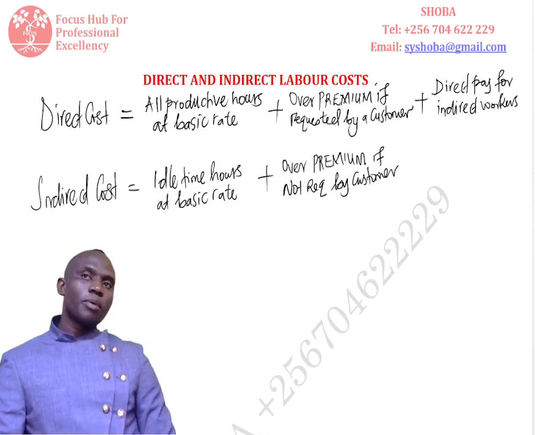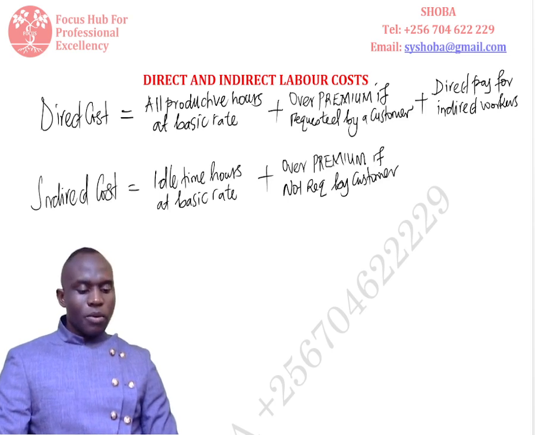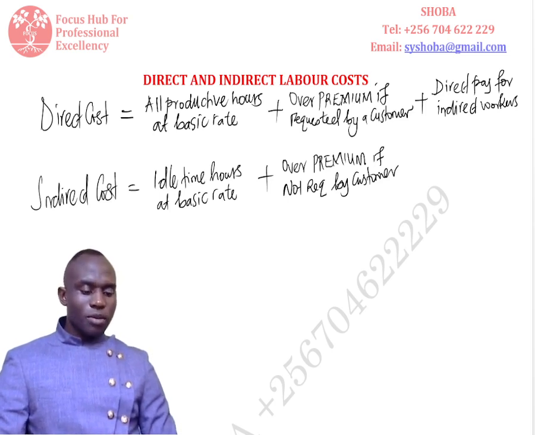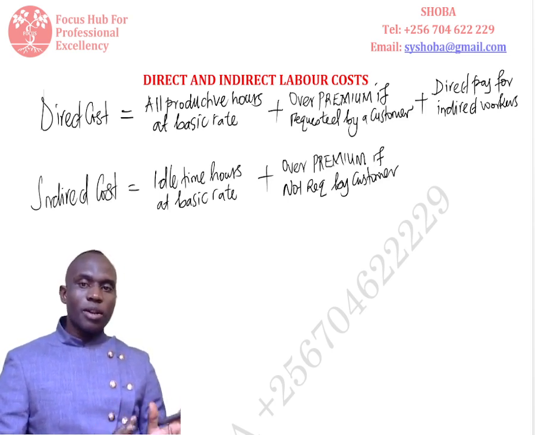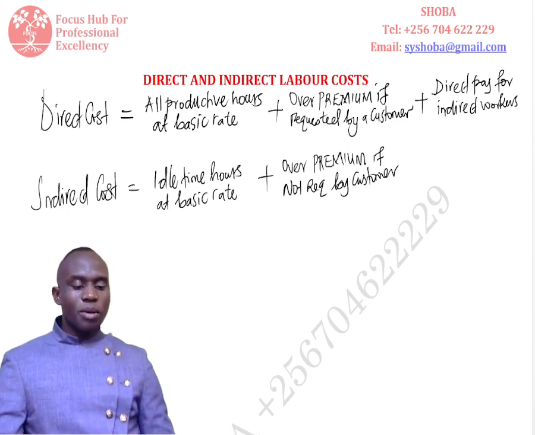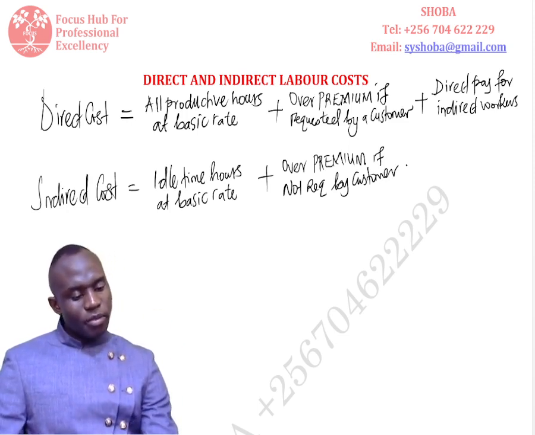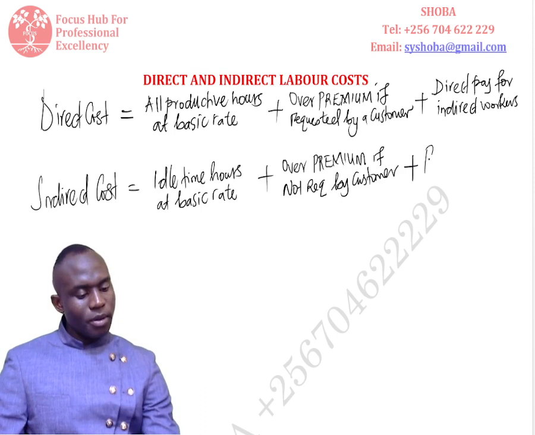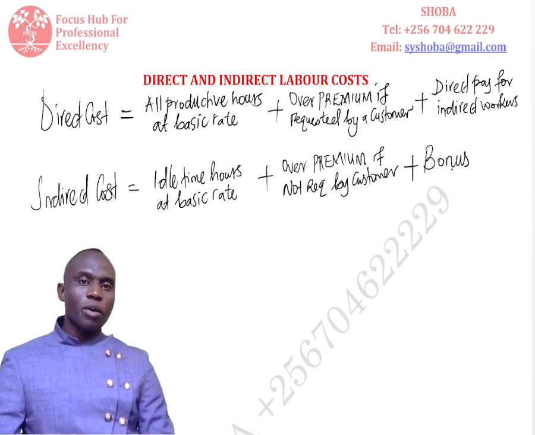Now, for example, you might find that workers are just working overtime because they are generally busy, so they have to finish up some orders. In this case, the payment would be indirect. It is only direct if the time is requested by a customer. Then plus the bonus payment. So these are the common ones.